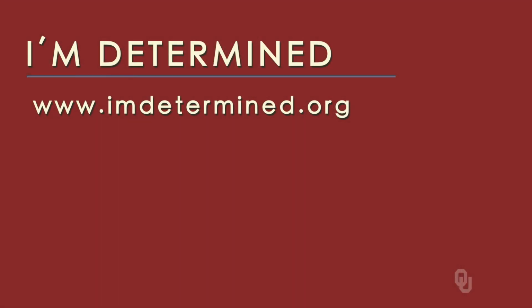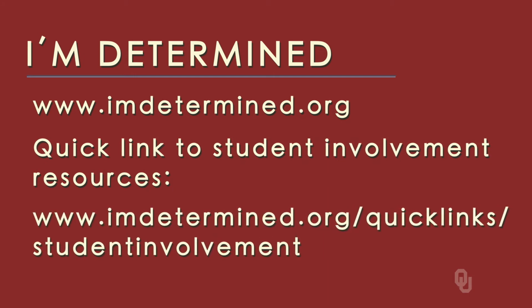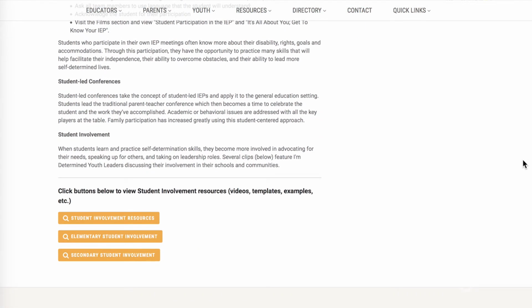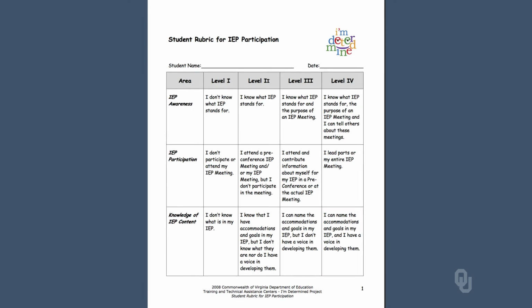So with the I'm Determined website, they have a lot of great resources, and they actually offer different templates for students. They have a secondary IEP, a preschool IEP, and an elementary IEP template. And they also have a lot of other different resources that we'll talk about here in a little bit. They even have a rubric where if you wanted to make it an annual transition goal that the student start to learn to lead their own IEP, they actually have a rubric that would allow you to grade them on how well they did. So here's an example of one of the rubrics on the I'm Determined site.